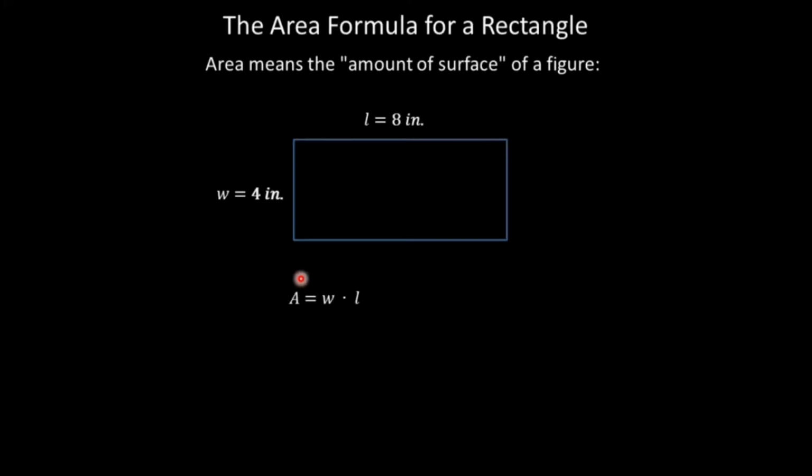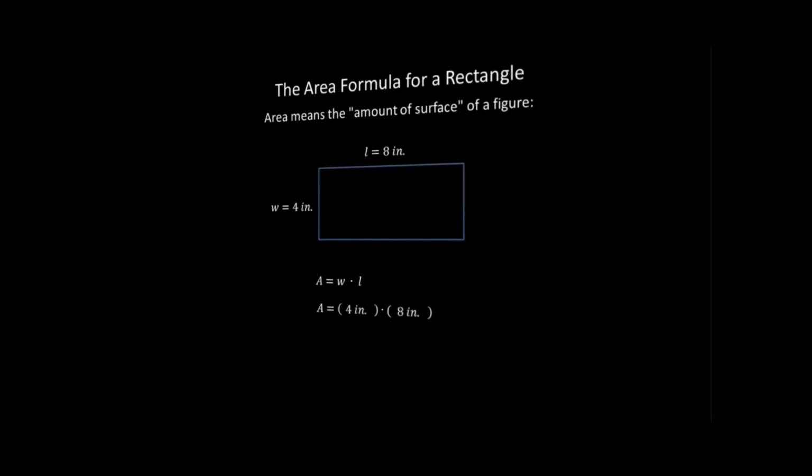Remember, the area is equal to the width times the length. So to calculate the area of this rectangle, we simply replace the variables by the values that they represent at this time. The width is equal to 4 inches, so we replace W in our formula by 4 inches. Remember to include your units. The length is equal to 8 inches, so we replace the length in our formula by 8 inches.